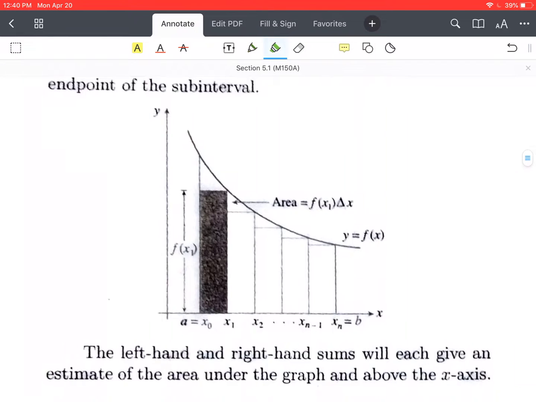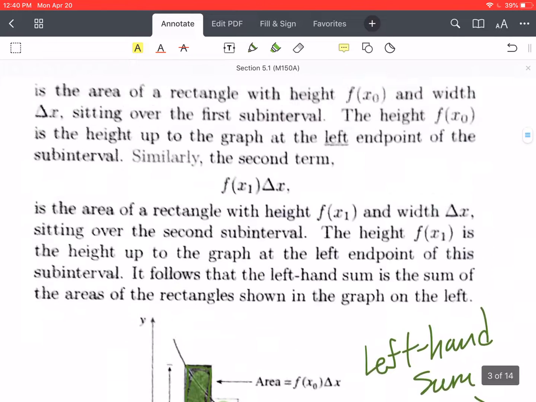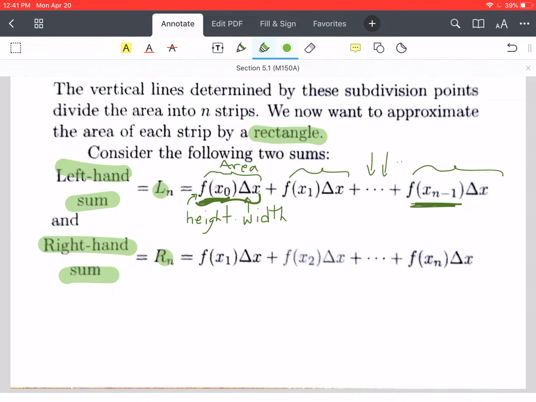So for the right-hand sum, we still have the same values here going from x naught up to x n, but this time we're using the right-hand side of each interval to determine the height. Okay, so we're starting on the right and then using that to draw the rectangle, and we're doing that for all of these. See, we're using the right-hand side to determine height, and then get the area of each rectangle, and add them up. And that's going to give us this formula right here. So that's the right-hand sum, also abbreviated r sub n.